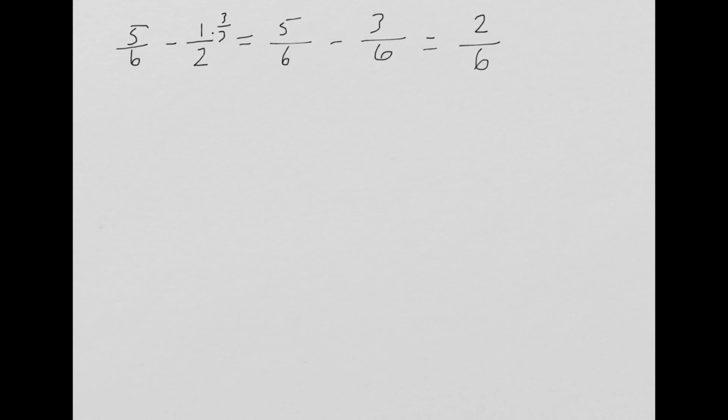Now I want to be a little bit careful here. 2 out of 6 can be reduced because they share a factor. Both of them share a factor of 2. So I'm going to divide both by 2 and get 1/3. Again, how did I get that? Divide both of them by 2. So there's subtraction. Now let's talk about multiplication.